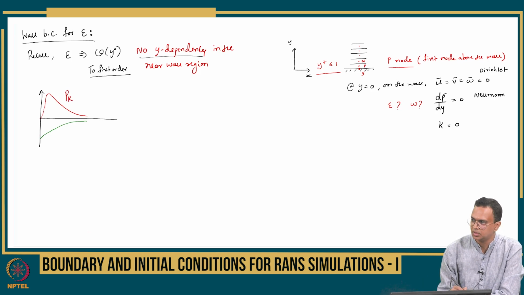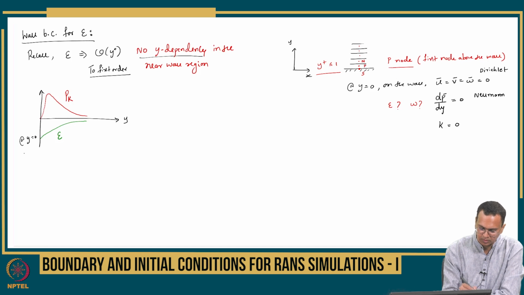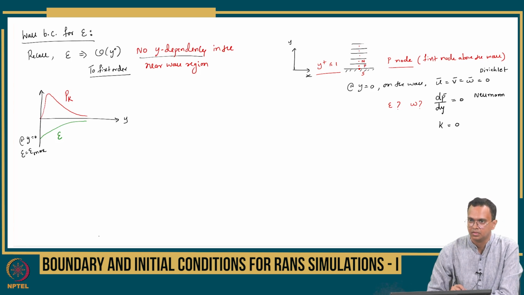The production rate of turbulence kinetic energy and the dissipation rate of turbulence kinetic energy. This is how it was looking. Okay, this is your wall normal. Let's say this is the y direction here. So on the wall at y equal to 0, epsilon will be epsilon maximum in a wall bounded flow. Okay, so dissipation rate becomes maximum on the wall.